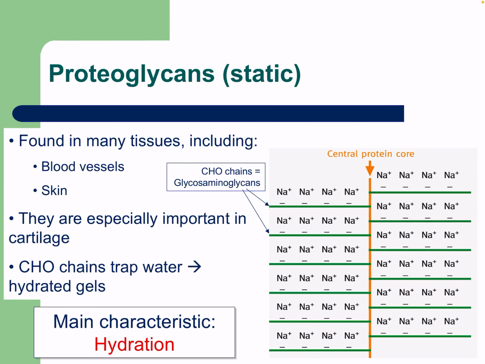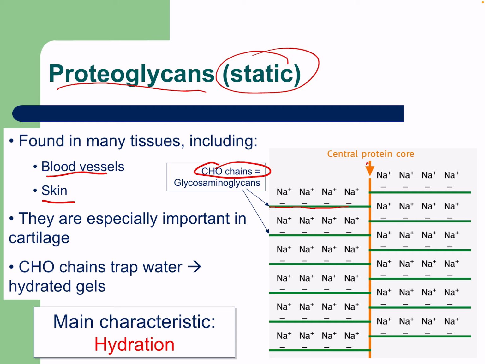Next we have our proteoglycans, which are also another functional protein, which are static. Proteoglycans are found in many tissues, including the blood vessels and skin. They're essentially formed of carbohydrate chains called glycosaminoglycans, which we can see here, and also a central protein core and several sodiums.